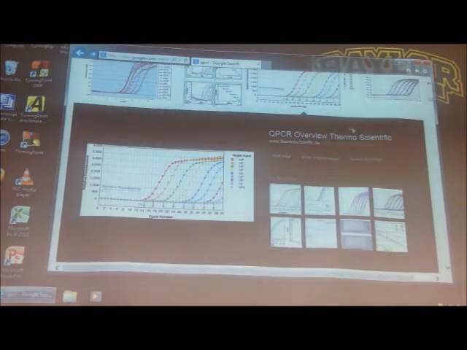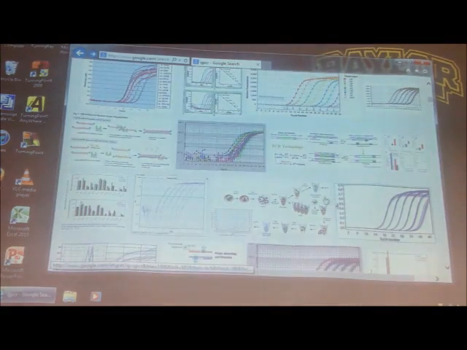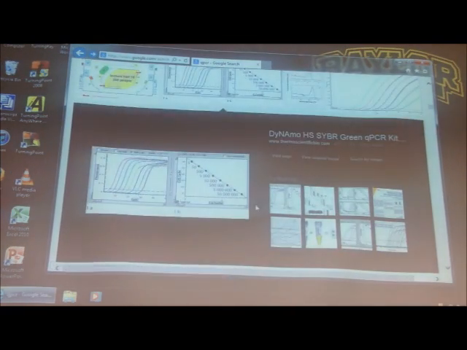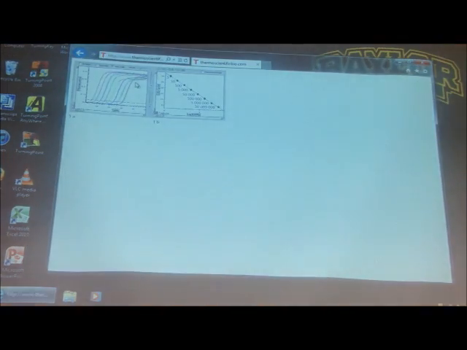Let's see if we can find a pretty graph here. Which is your standard curve here. So you take this information on the left, which we just saw, and then you make a standard curve, the quantity versus the cycle number, the CT. Okay? And that's basically it. There's your standard curve. And then whatever your sample is, you just go ahead and run it. You measure the CT, the cycle number, and then you go to your standard curve and you can figure out how many molecules of mRNA you have. And that's basically how it works.